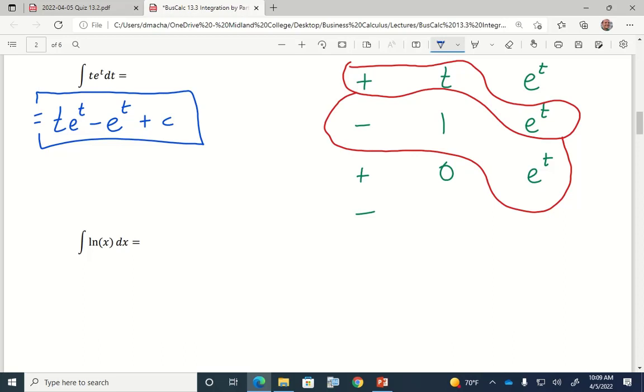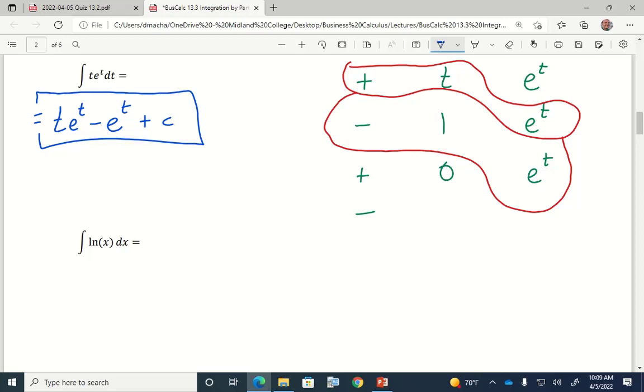Is it because there's a 0? And then if you would have connected with another e to the t, it wouldn't be. Yeah, you're right. If we had kept going, then 0 times e to the t would still be 0. So it doesn't matter. And once you get to your first 0, that's where you can stop your table. That's a good question.